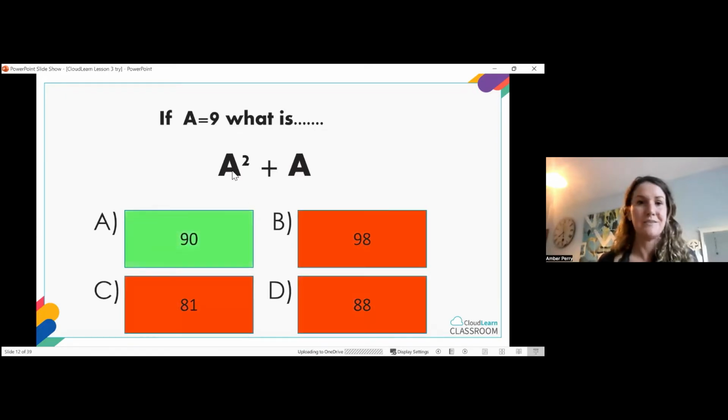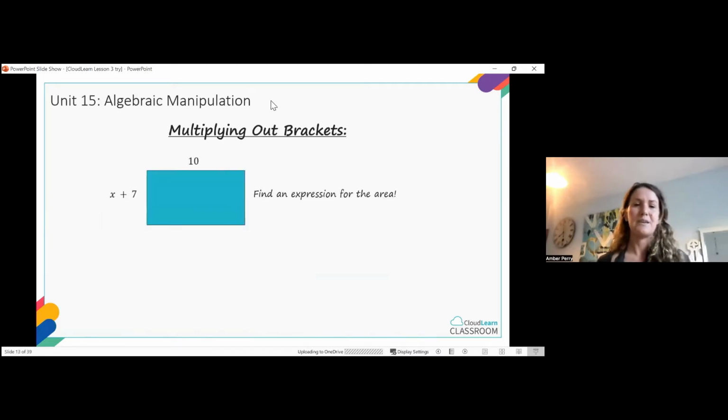And the answer was 90. A squared, 81, plus A is 90, plus 9 is 90. Okay, so moving on. Substitution is really important, and we will come back to it. But we now have multiplying out brackets. We saw some brackets within our substitution questions, and it's really important we can actually multiply them out.